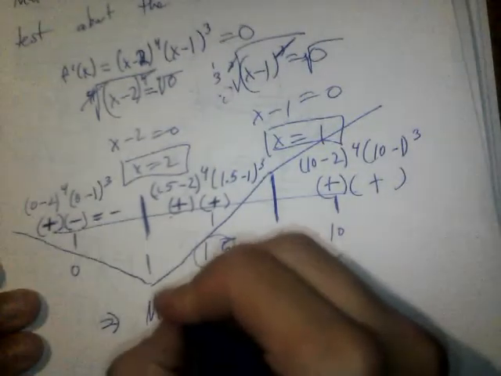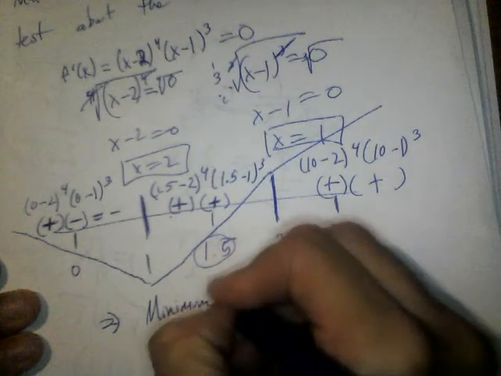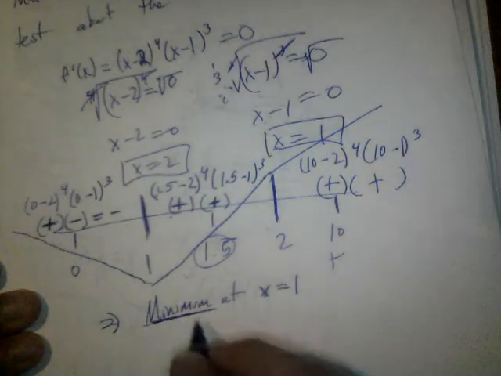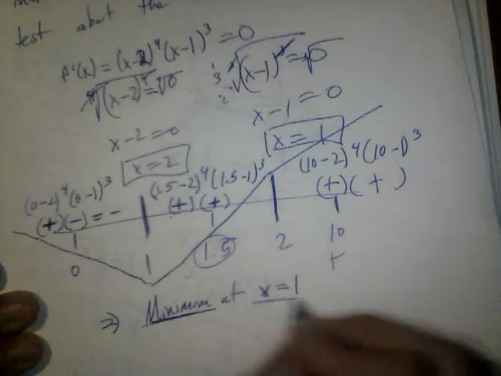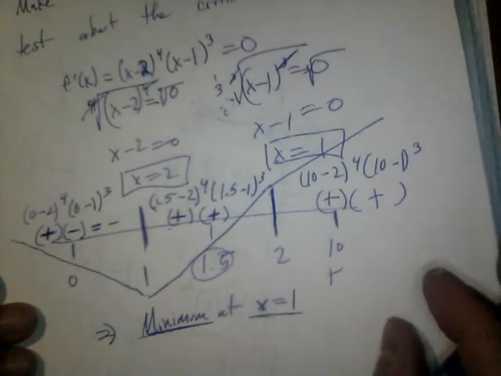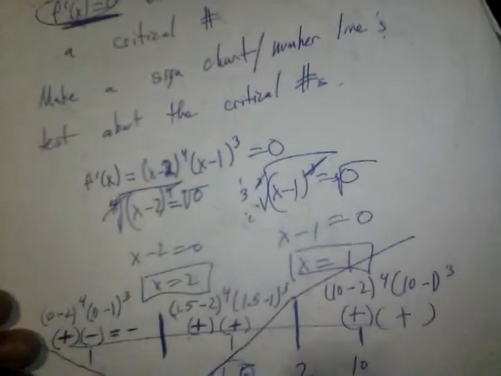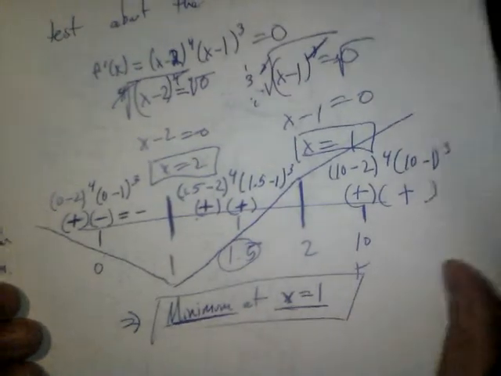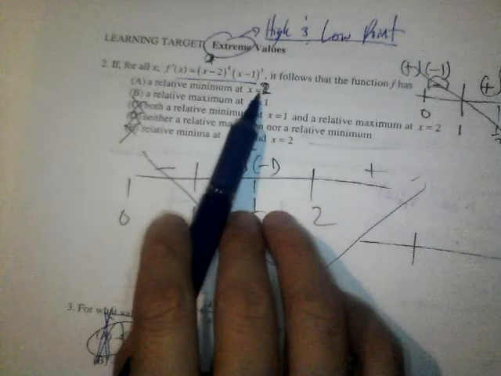Let me write this here. Minimum at x equals 1. We don't know what the minimum is, we just know it happens at x equals 1. To find that, we would have to plug x into the original, but we don't have that. All we have is f prime, so we really can't do that. All we know is there's a min at 1. So now we answer the question. It says it's a relative min at x equals 1, so the answer is going to be A.